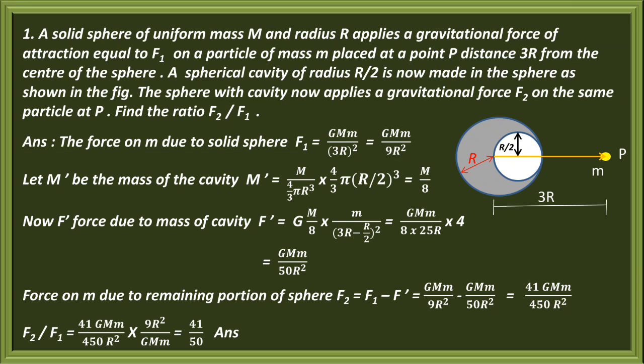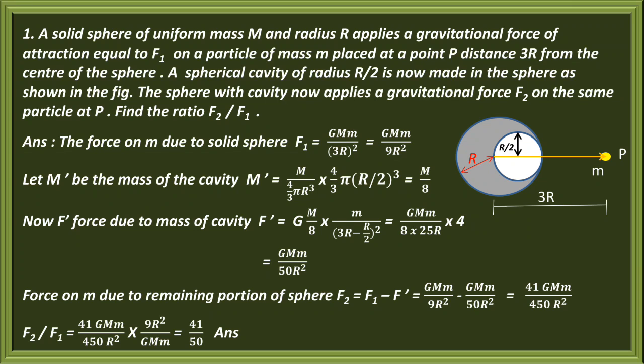A solid sphere of uniform mass M and radius R applies a gravitational force of attraction equal to F1 on a particle of mass m placed at a point P, distance 3R from the center of the sphere. A spherical cavity of radius R by 2 is now made in the sphere as shown in the figure. The sphere with cavity now applies a gravitational force F2 on the same particle at P. Find the ratio F2 by F1.